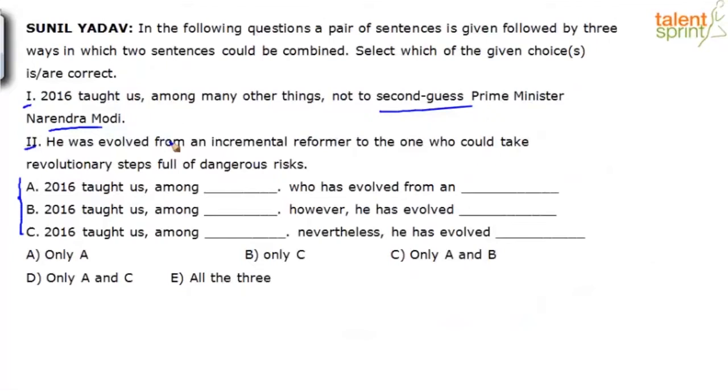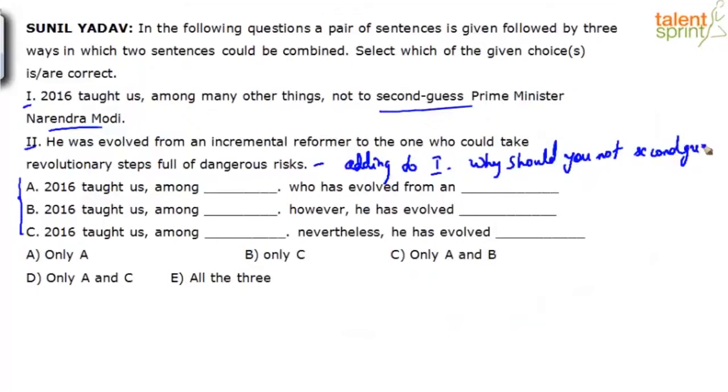And then sentence 2 says, he has evolved from an incremental reformer to the one who could take revolutionary steps full of dangerous risks. Now, if you look at the second sentence, it is only adding to sentence 1. Why should you not second guess PM Narendra Modi? That's what sentence 2 is, PM Modi ji. So, now let's look at it.